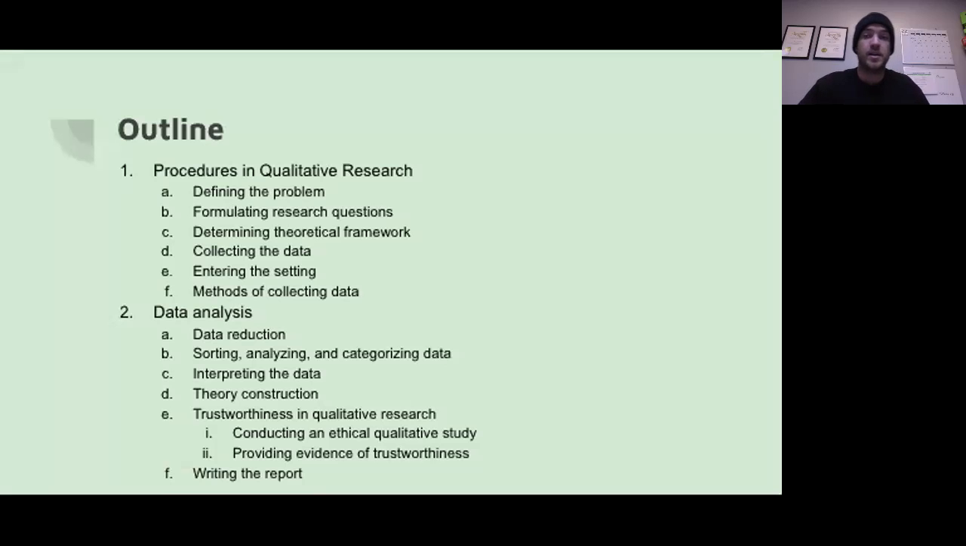Here's a general outline of the presentation. For this chapter's presentation, we will be going over the procedures that can be involved in conducting qualitative research and the data analysis that is necessary for writing the report. Procedures involve defining the problem, formulating the question, determining theoretical framework, collecting the data, entering the setting, and methods of collecting data. Data analysis consists of data reduction, sorting, analyzing, and categorizing data, interpreting that data, constructing the theory behind the research, establishing trustworthiness and proper ethics, and finally writing the report.